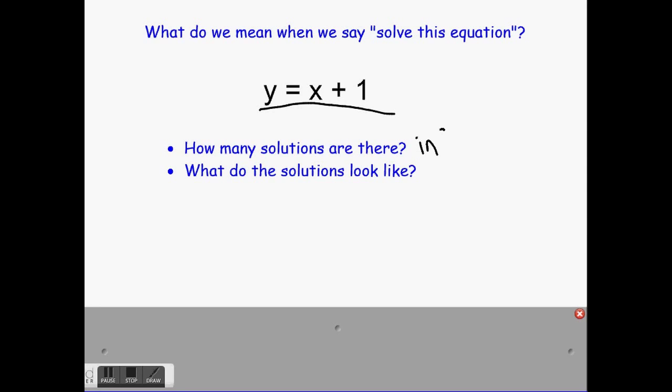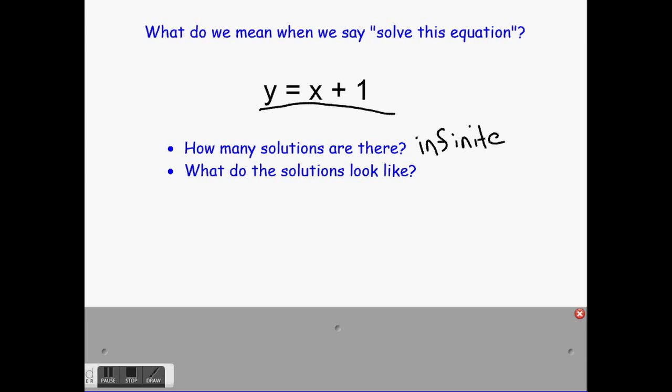And what do the solutions look like? So when I have a solution to this, let's say it was 2 and 1, right? So y is 2, x is 1. What does the solution look like? How do I write it? Any ideas? Y equals that and x equals that. Well, we can start with that. So y equals 2, x equals 1.